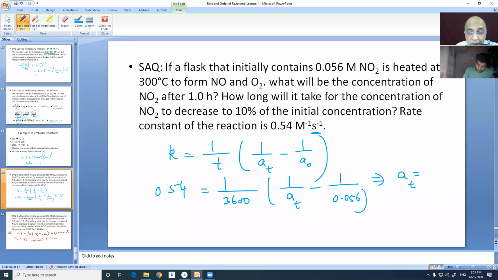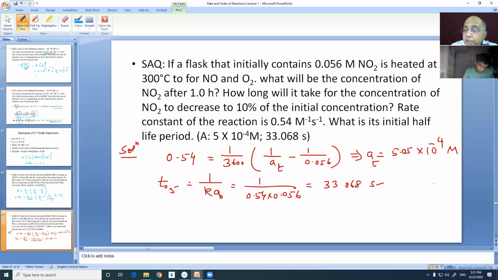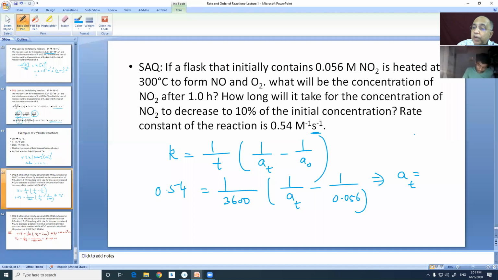Who has got the answer? What is A? I have got the answer. A is 5 into 10 to the power minus 4 M. Very, very small. Almost the reaction is over. The molarity after 1 hour, left out, is 0.305 moles per liter. Started at 0.056. So you check at home.